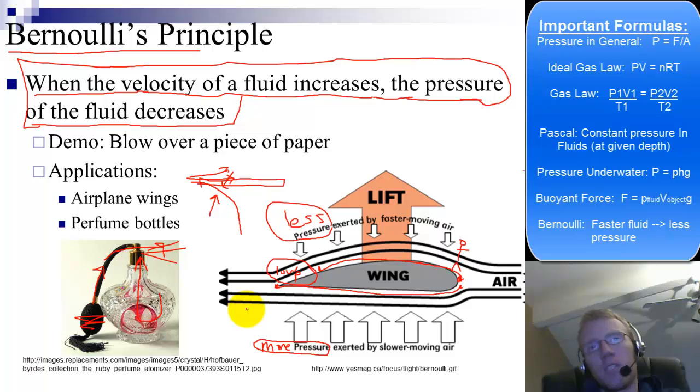Kind of cool. So Bernoulli's Principle is simply about the relationship between the velocity of the fluid and the pressure exerted, and then the natural consequence of that is that airplanes fly, perfume bottles work, and I'm sure you can think of many other examples.